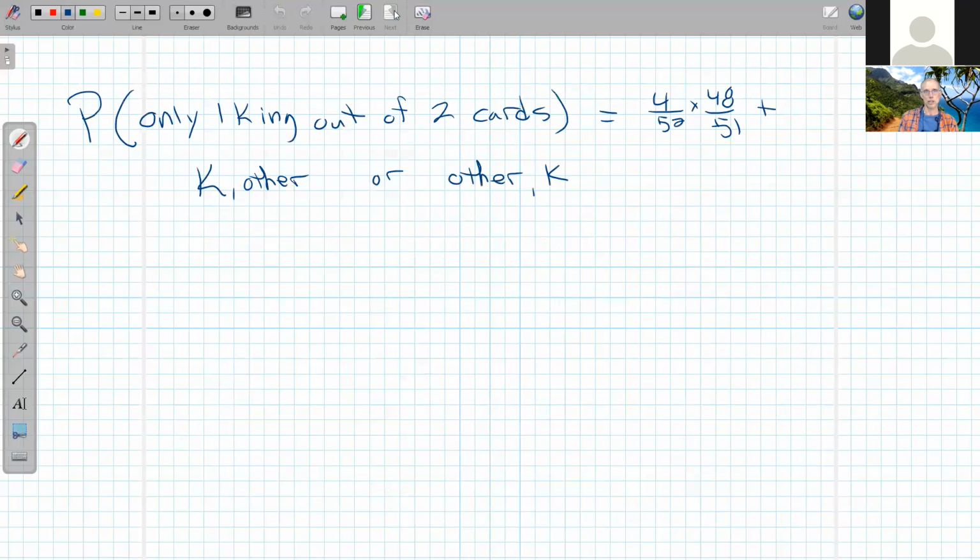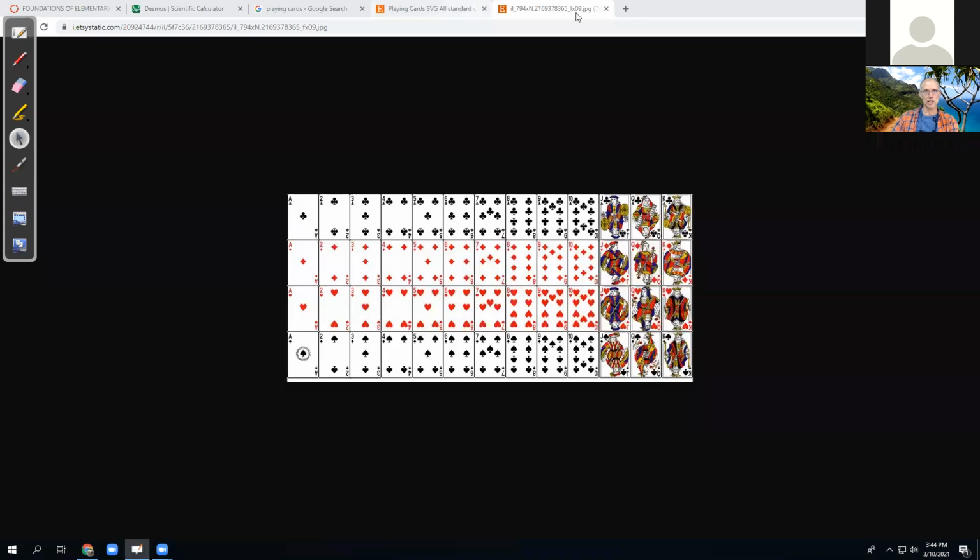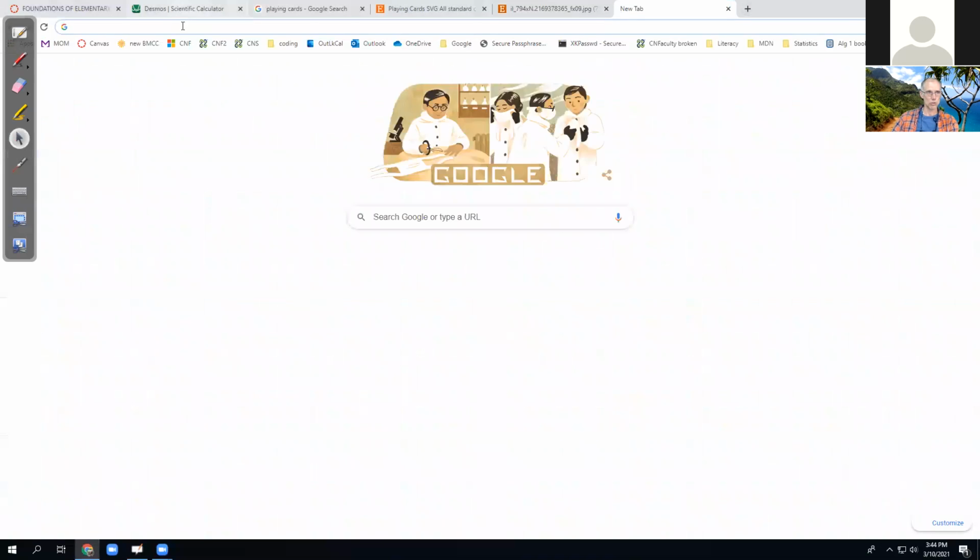51. And notice those two fractions look pretty similar. 48 out of 52, 4 out of 51. They both have 4 times 48 in the numerator, and they both have 51 times 52 in the denominator. So I could summarize this a little bit by saying the answer is 2 times 4 times 48 over 52 times 51. And I just kind of want to look at that probability on a calculator just for fun, see it as a percentage for 2 cards.